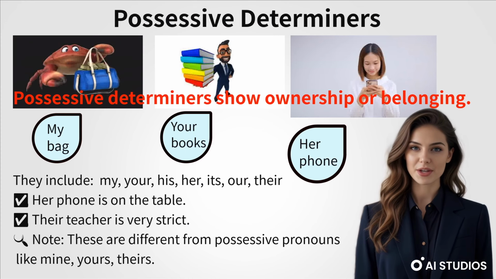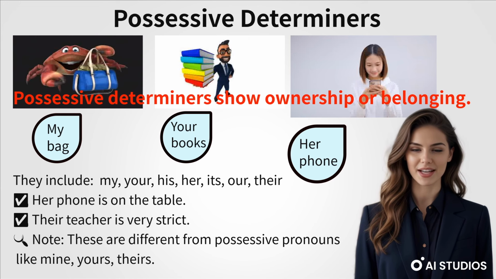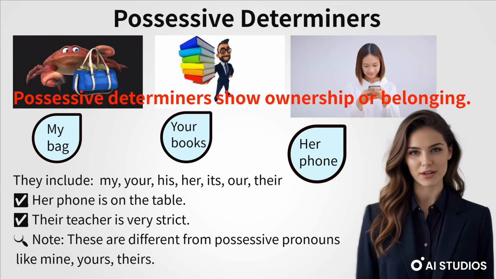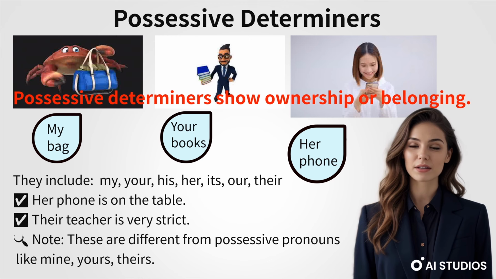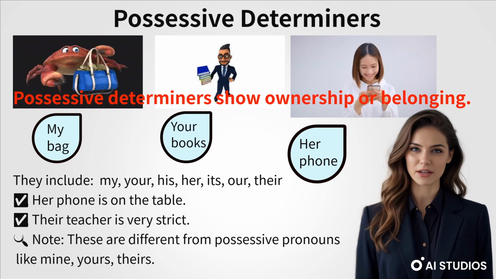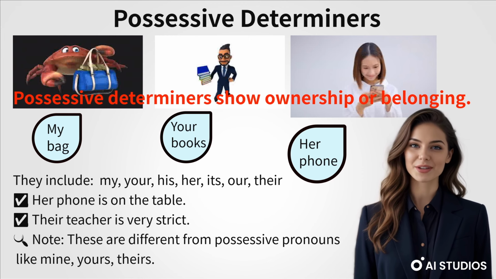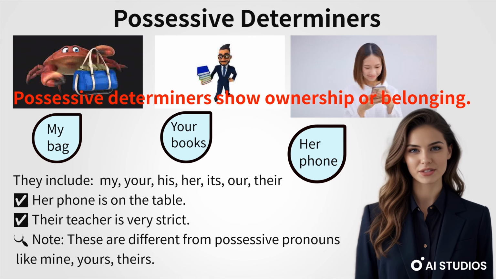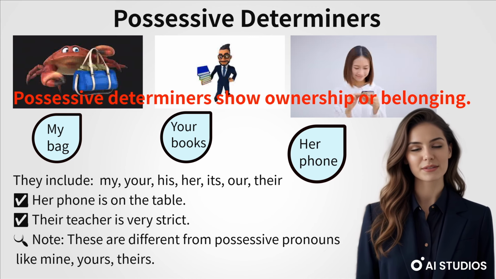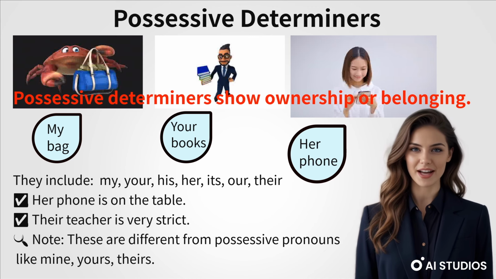Possessive determiners show ownership or belonging. They include my, your, his, her, its, our, their. For example, her phone is on the table. Their teacher is very strict. Note that these are different from possessive pronouns like mine, yours, theirs.